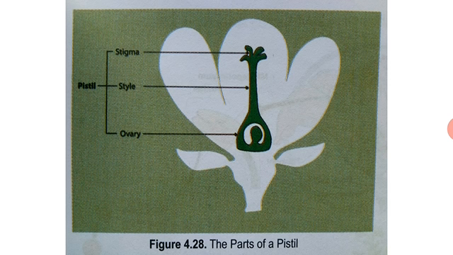The stigma is the swollen knob tip of the pistil, while the style is the long slender tube that connects the stigma and the ovary. So the style is in between the stigma and the ovary, while the ovary is the enlarged basal portion of the pistil that houses the ovule. So inside the ovary is the ovule. So that is the pistil.